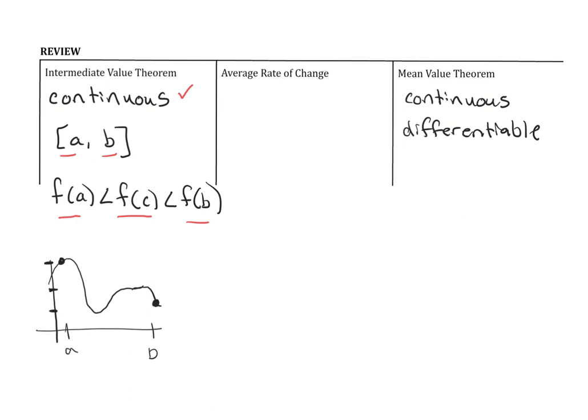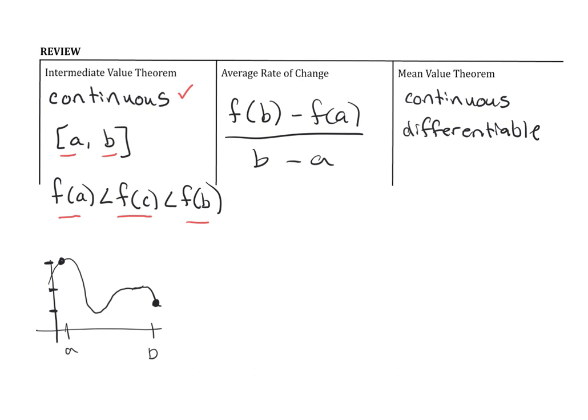Average rate of change, that's your f of B minus f of A over B minus A. And that is when we are approximating that rate of change. Before we were doing derivatives, that instantaneous rate of change, we would estimate it using average rate of change.